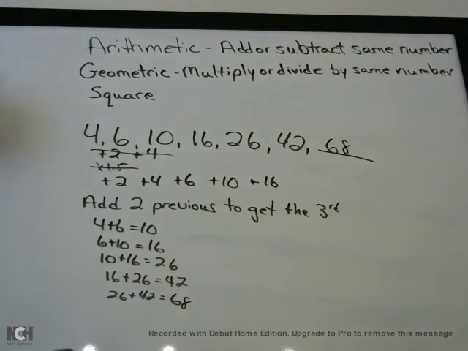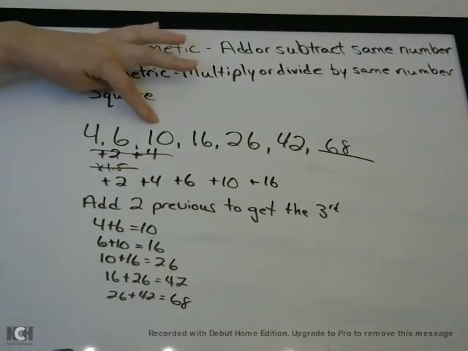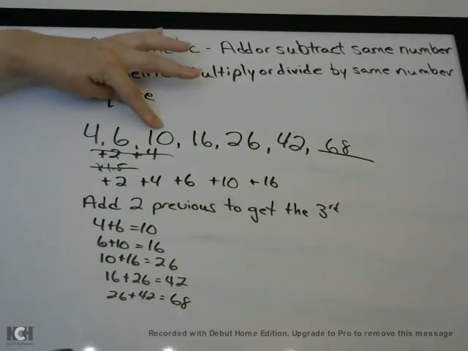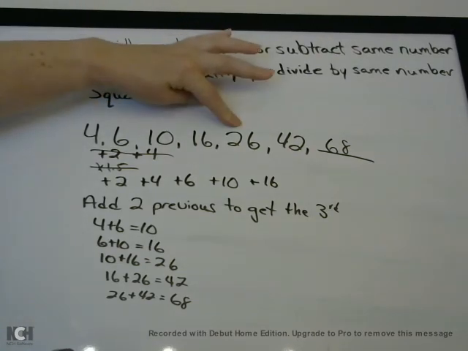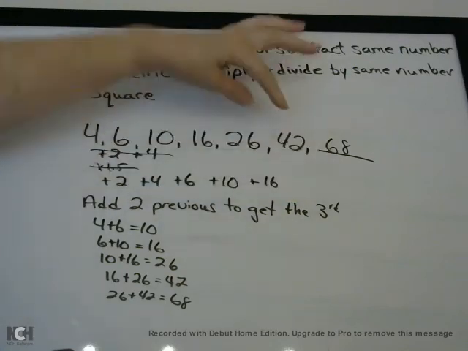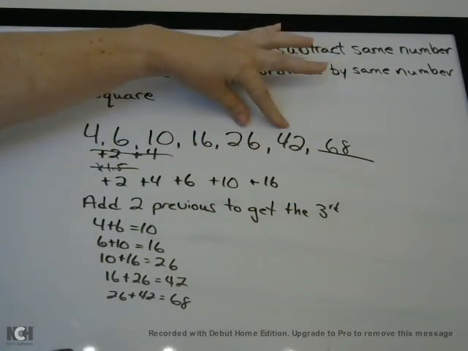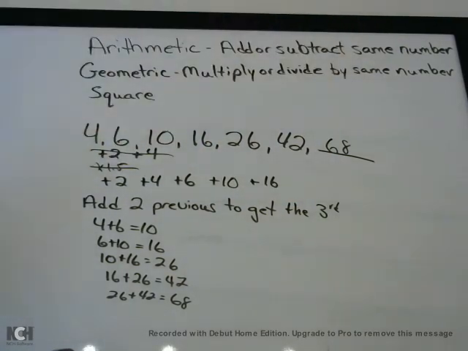So they're taking the 2 previous numbers to get this number. 4 plus 6 is 10. 6 plus 10 is 16. 10 plus 16, 26, etc. And so to get this number, you're going to add these two numbers together to get the last number.